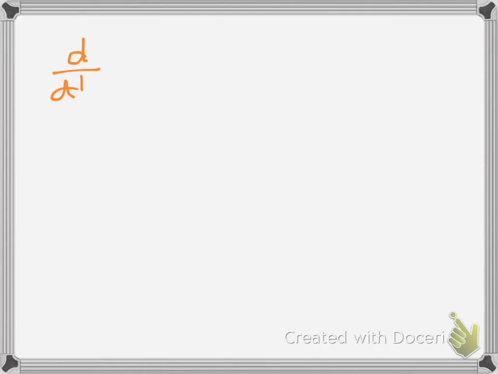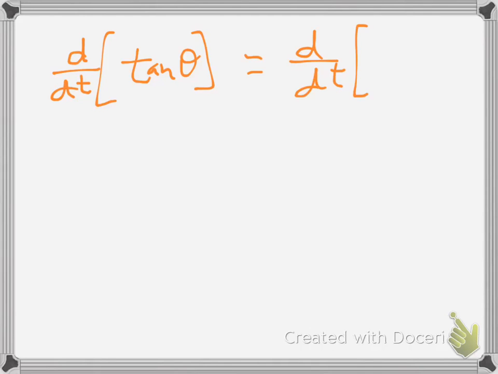So d over dt of tangent theta is equal to d over dt of 40 divided by x, but I would rather rewrite that as 40 times x to the negative 1 instead of having to use the quotient rule, because the power rule is easier, so I'd rather do it like this.